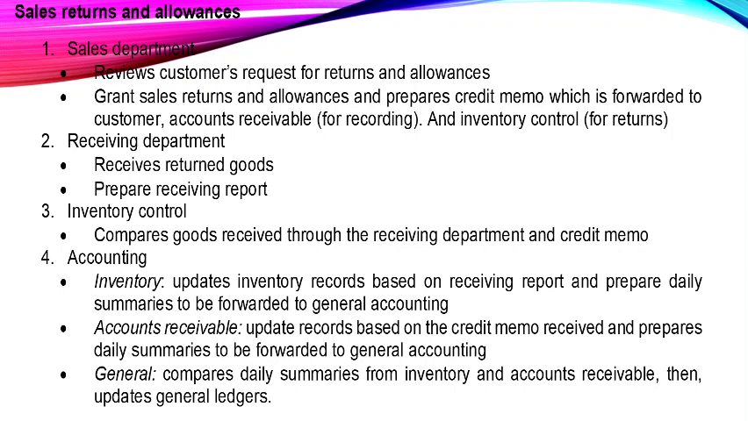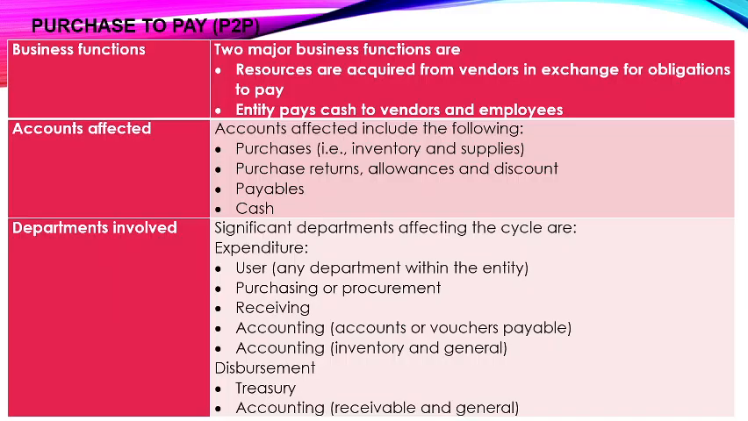In the inventory, compare goods received through the receiving department and the credit memo. In accounting, the inventory updates inventory records based on receiving reports and prepares daily summaries to be forwarded to general accounting. And for accounts receivable, you have to update records based on credit memo receipts and prepare daily summaries to be forwarded to general accounting. In general accounting, compare all daily summaries from inventory and accounts receivable, then update the general ledger.